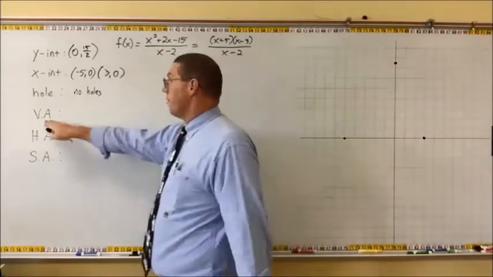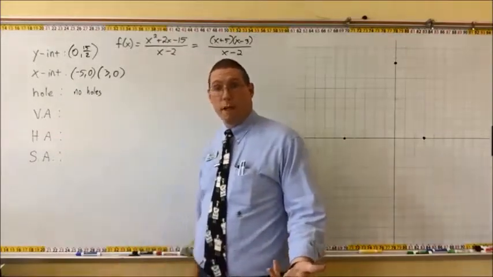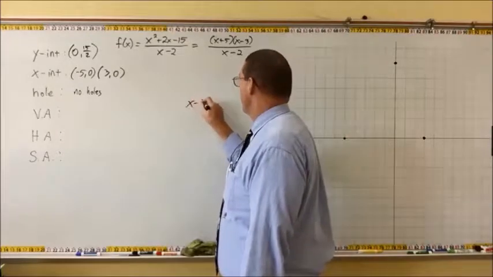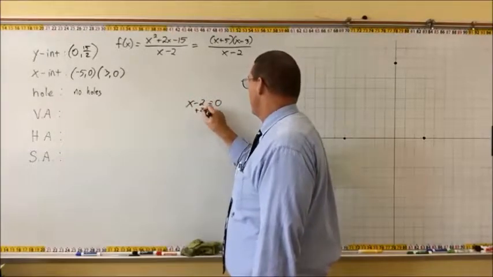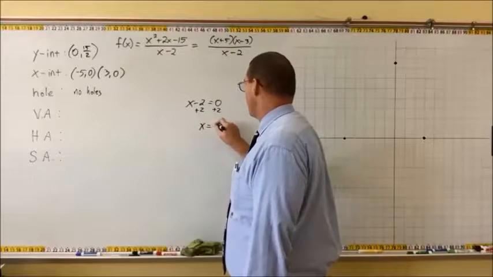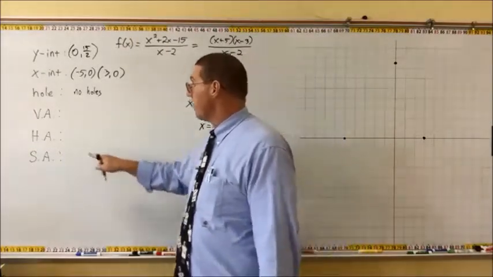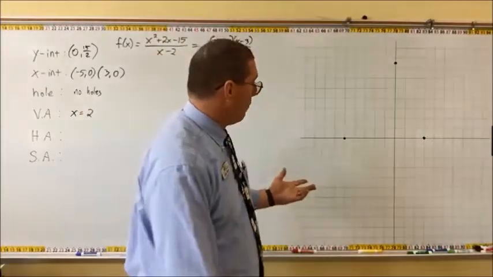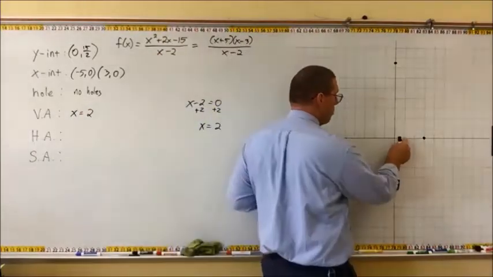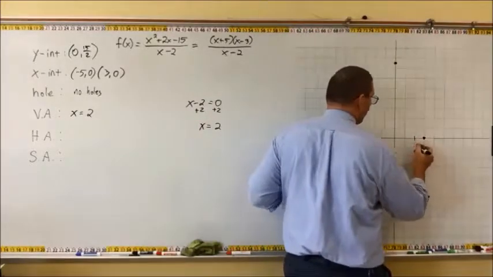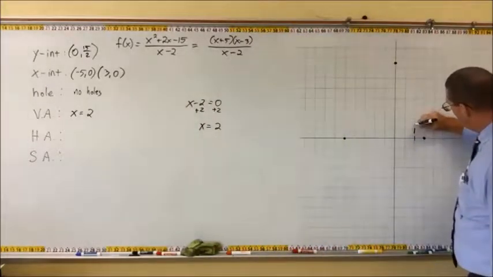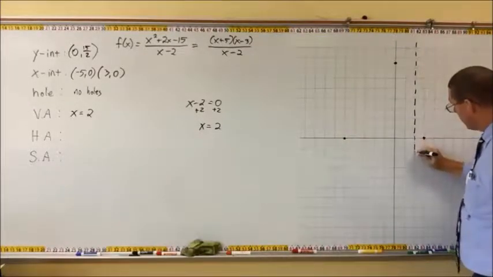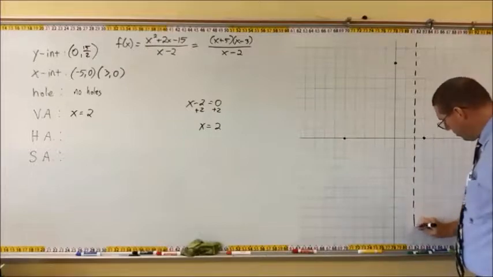Now let's see, are there any vertical asymptotes? Well, to find the vertical asymptotes, we set the denominator equal to 0. Denominator is x minus 2. Set that equal to 0. Add 2 to both sides, and we get x equals 2. So there is a vertical asymptote at x equals 2. So we're going to go over to our graph. We're going to go to positive 2. That's 1, 2. Right there, we are going to draw in a dashed vertical line. There we go. There's our vertical asymptote.